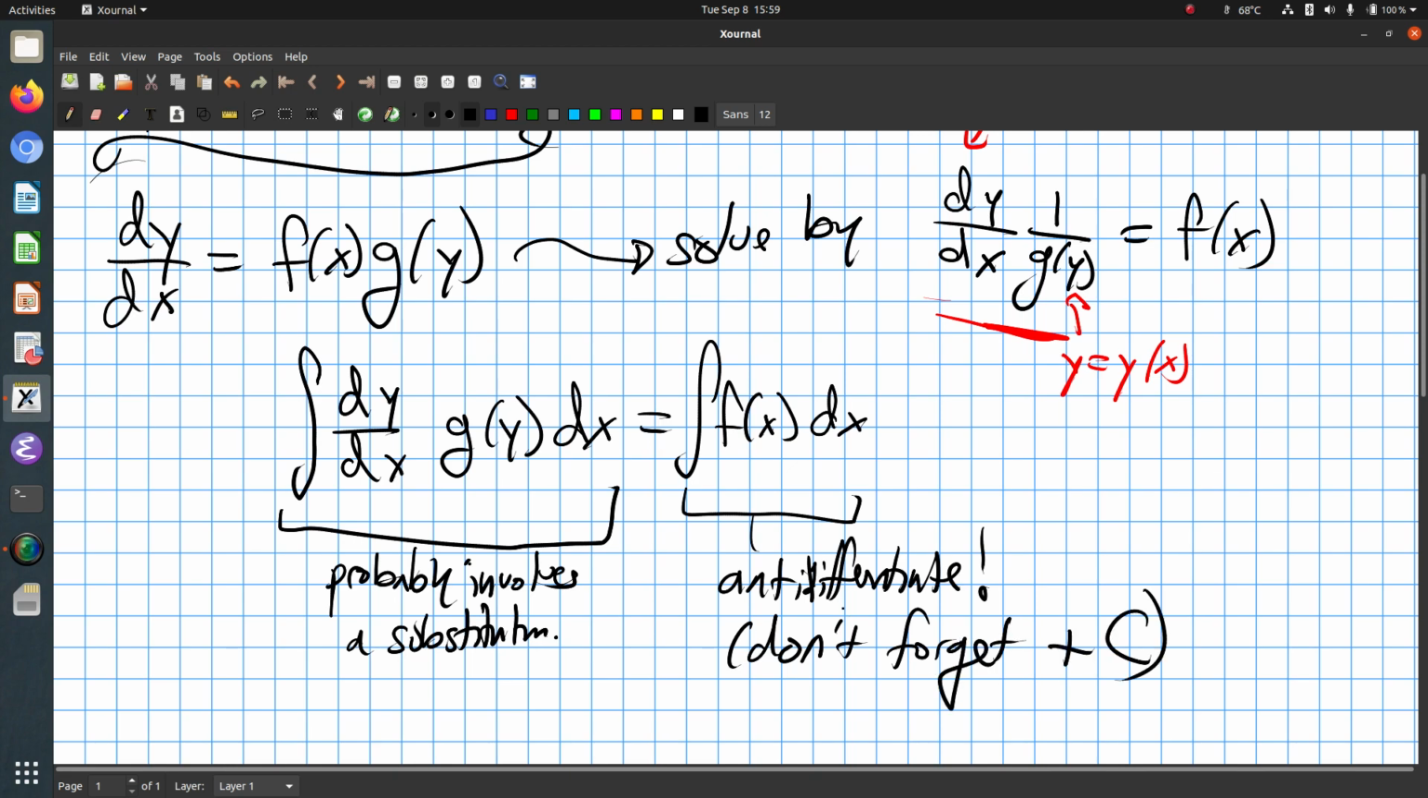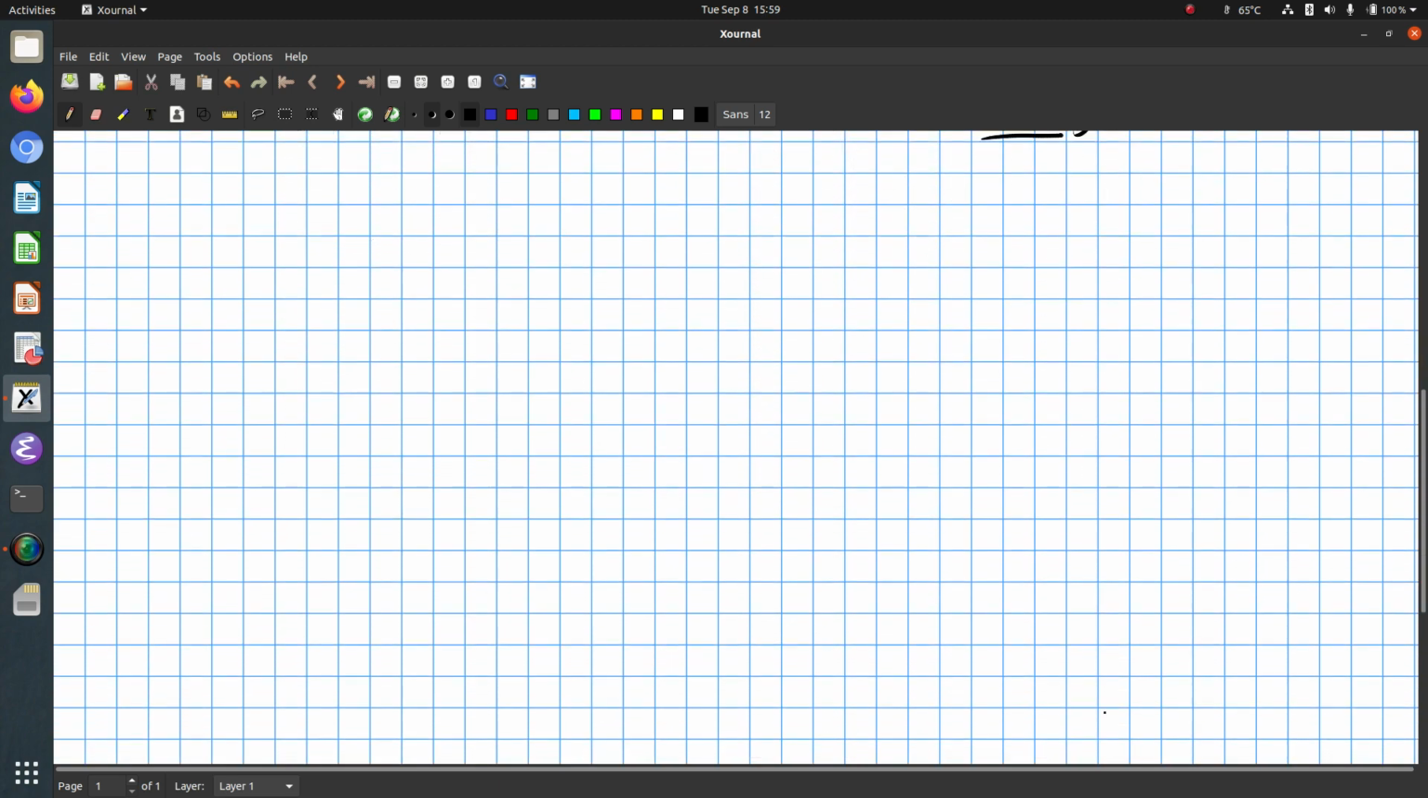You don't need two plus c's, because you don't know what the constant of integration on the left is, you don't know what the constant of integration on the right is, so you might as well just use one. So the constant of integration is only on one side. If you understand this, you understand separation of variables. Okay, so let's take a stab at it.